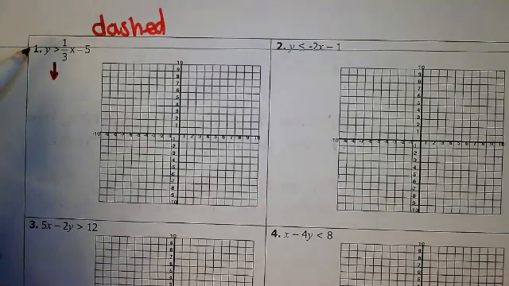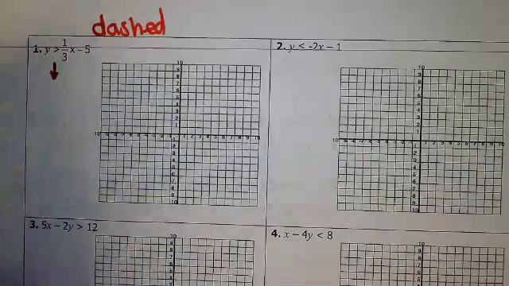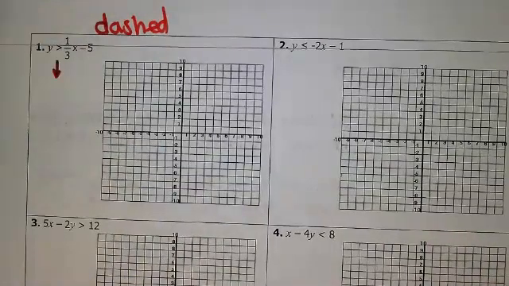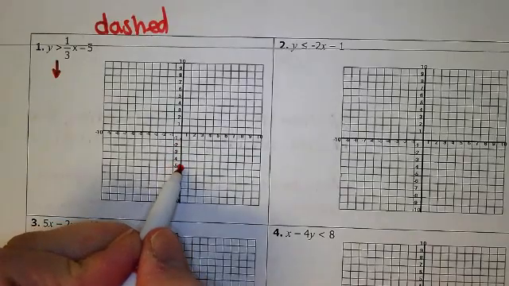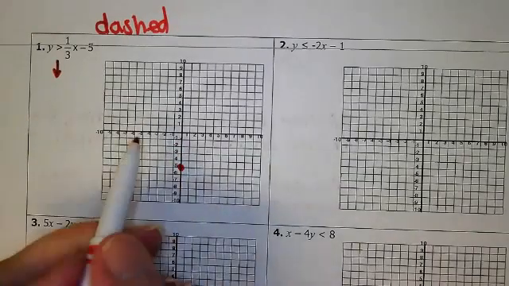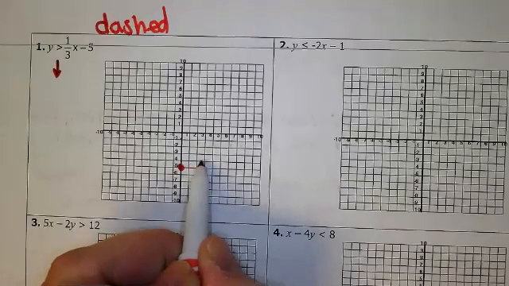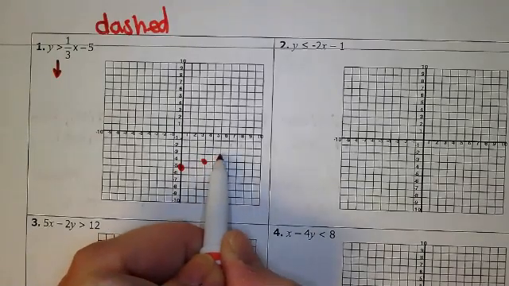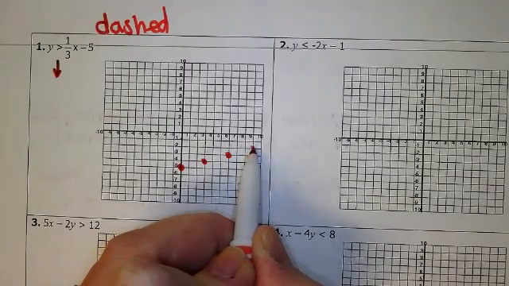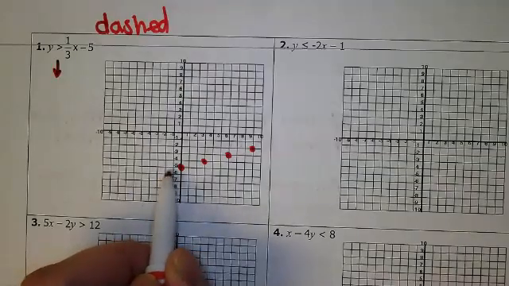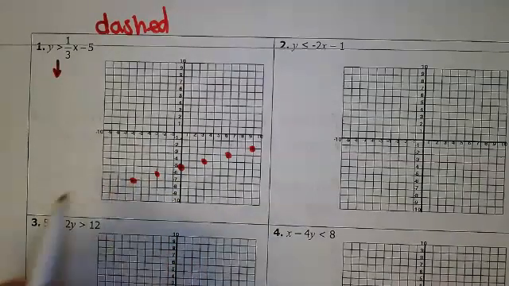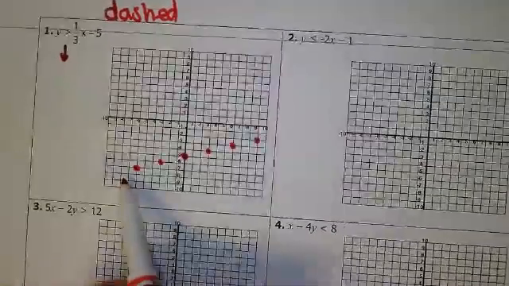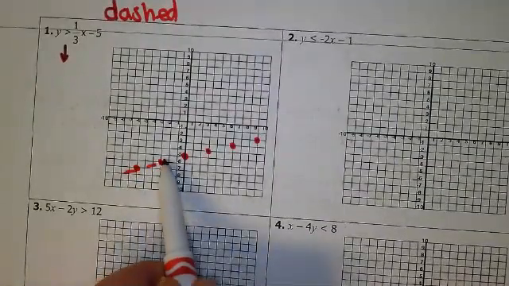So a couple things. You can plot that or you can plug in. So if you look at this, you have 1/3 and negative 5. So we're going to start at negative 5: 1, 2, 3, 4, 5, because that's my y-intercept. And my slope is up 1 over 3. Up 1, then 1, 2, 3 over. So my slope is not very steep. If I was to keep going, this is what it would look like. But it's not going to be a solid line.